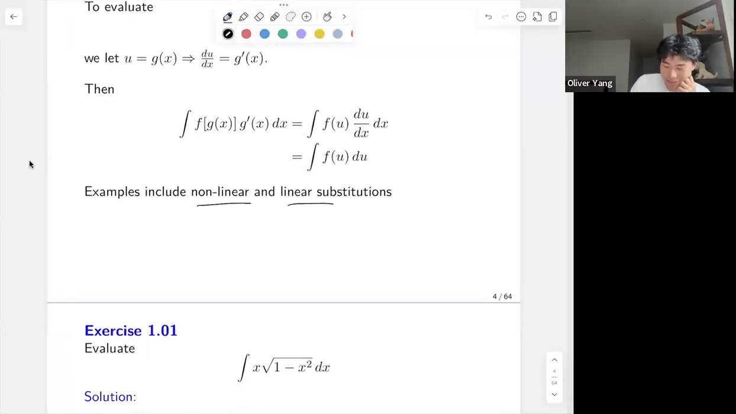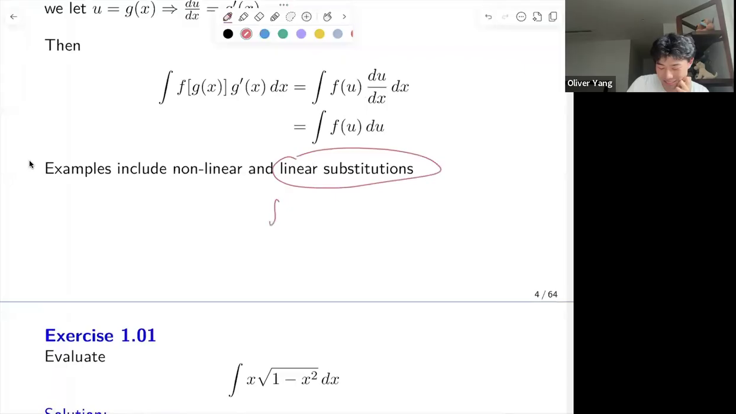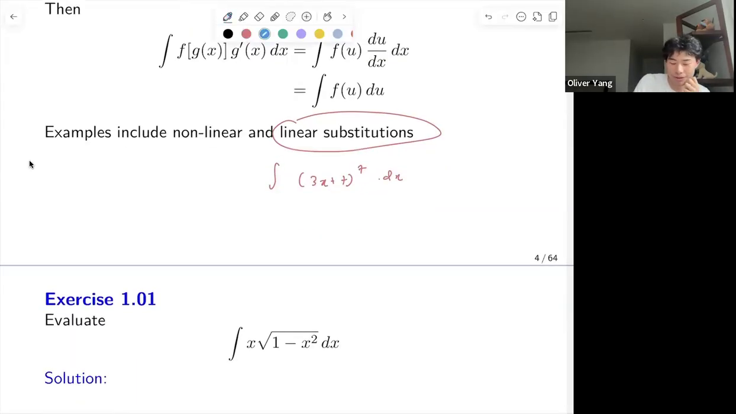Non-linear substitutions. What I mean by that is, linear substitutions you've actually done in Methods, right? In Methods, you know how to integrate something like (3x + 7) to the power of 7 dx, your reverse chain rule. That's the same concept. That's a linear substitution. You're basically doing U sub, but in reverse. But more in Specialist, we're focusing on non-linear, which is kind of harder to do.